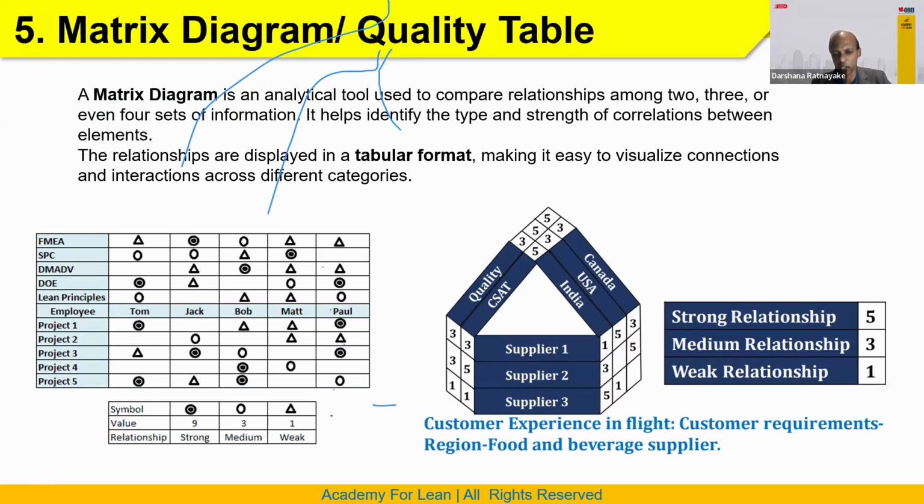Now this is the second one, right? These examples are in the handout, you can go through them. I took this from the internet. This is an airline example: customer requirement, regional food and beverage. There are three suppliers, these are three airlines, and these are the qualities. Based on that, you give numbers. See, here is the number: strong relationship is 5, medium is 3, and weak is 1.